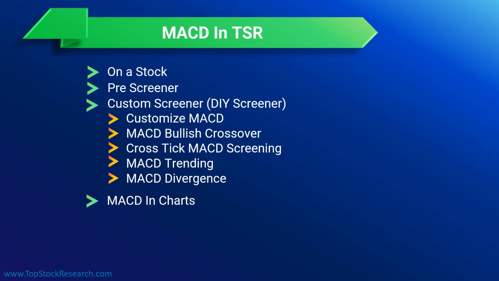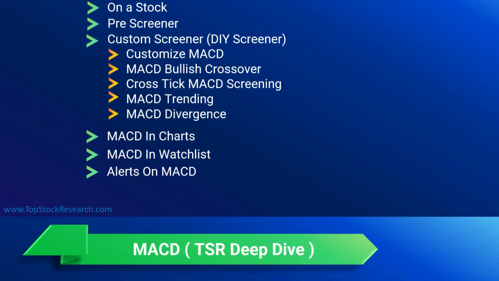Then we have MACD in charts. MACD, you can look in the watch list. Today, if time permits, we'll create a simple watch list to show how to get MACD values of a basket of stocks or the stocks of your interest. Then you can add alerts on MACD, like any other screener or indicator that we have. You can put an alert on MACD so that when any of these signals are generated, you will get an SMS, web or email alert. So these are the typical set of functionalities available in TSR, using the DIY screener or the pre-screened options.